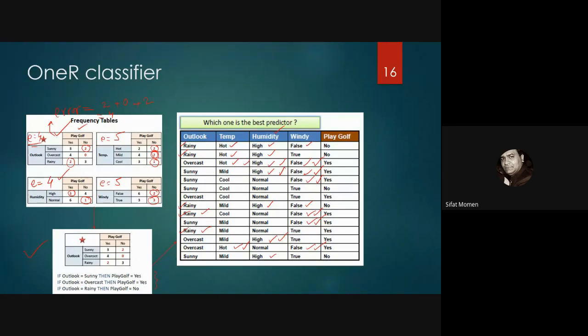Makes sense? So we created a set of rules. So we made an interesting prediction. ঠিক আছে? So just outlook এর উপর ভিত্তি করে we are making a prediction. Is that okay? নাকি না? Clear?